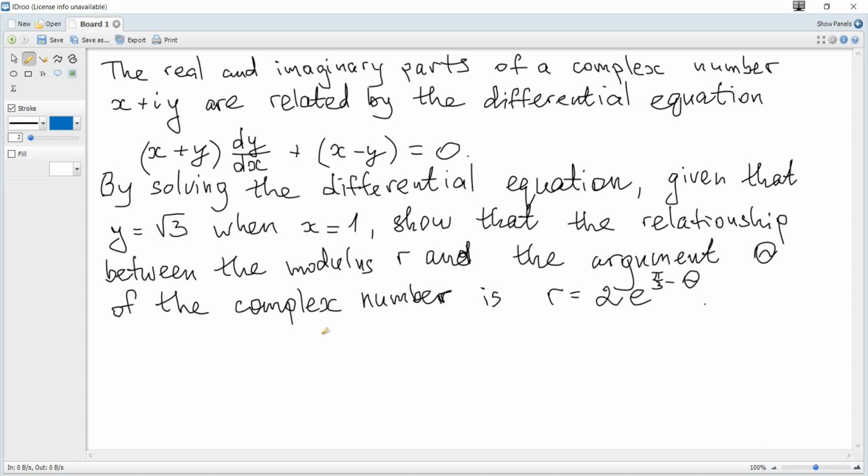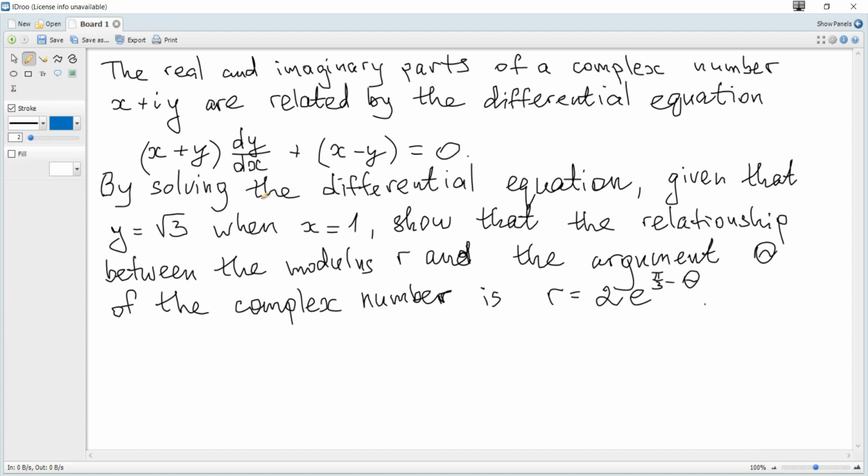It is given that the real and imaginary parts of a complex number x plus iy are related by the differential equation given. By solving the differential equation, given that y is root 3 and x is 1, show that the relationship between the modulus r and the argument theta of the complex number is this expression. So definitely we need to solve this differential equation, and then we will understand how a complex number arises here at all and how to relate r and theta.